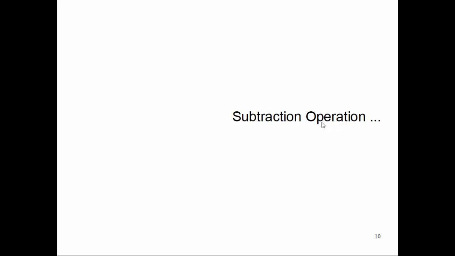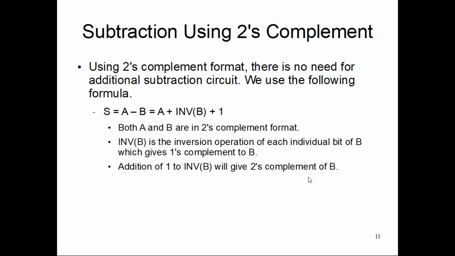Now let us look at the subtraction operation. For subtraction, we use a trick with the 2's complement format, which all modern computers use, and we have already discussed that in our binary number representations. With 2's complement format, there is no need for an additional subtraction circuit.